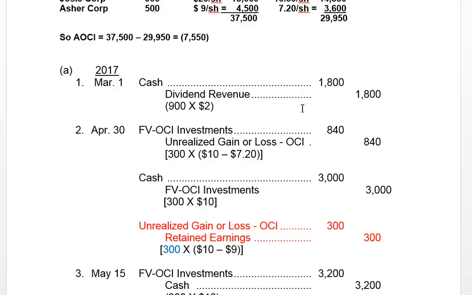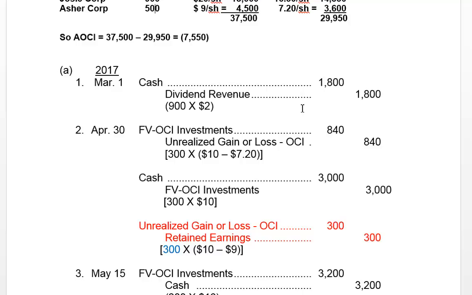Now we have to look at all of the cumulative unrealized gains or losses that have built up on these 300 shares of Asher. And then what we have to do is reclassify them into retained earnings, because in this question it's without recycling. So we're not recycling them into net income. All we're doing here with fair value through OCI investments, equity investments in particular, is reclassifying them into retained earnings because it's without recycling. So let's go through all of those 3 steps.